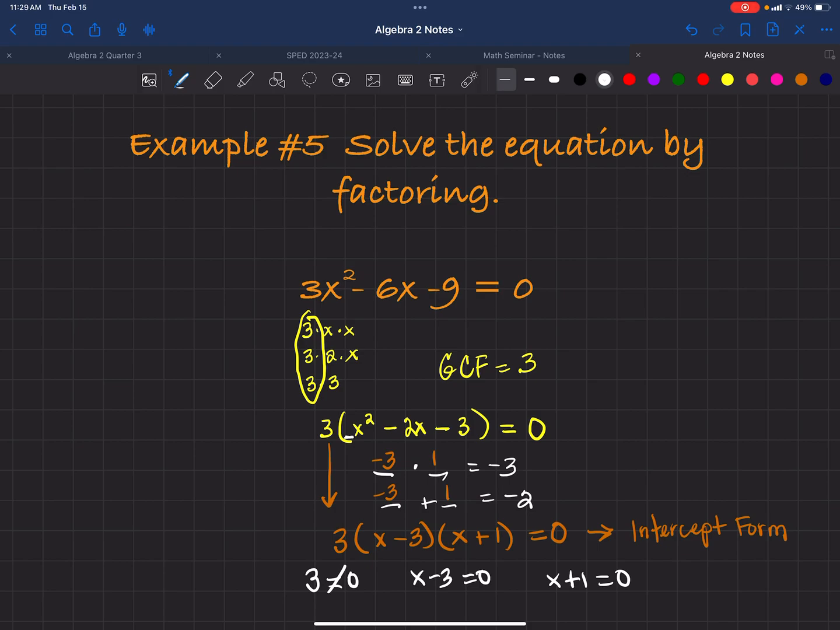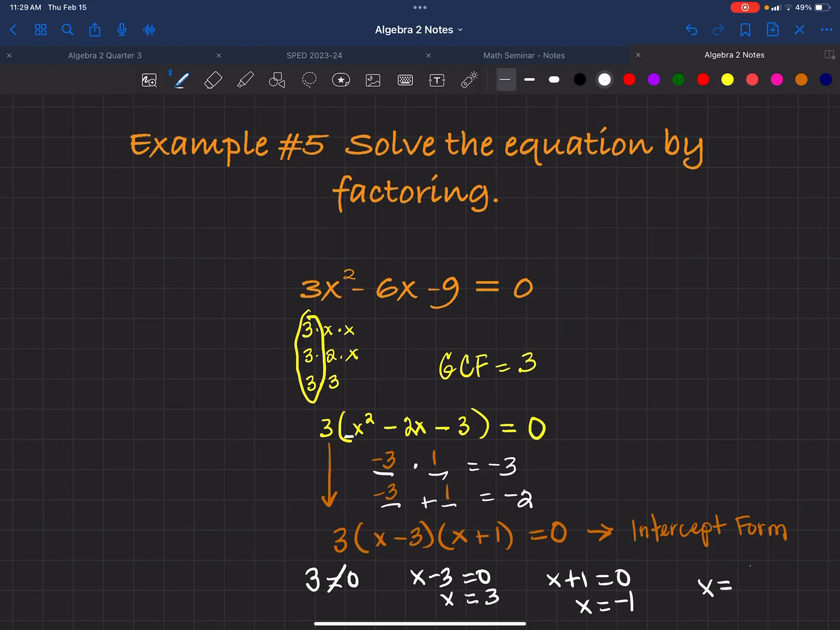The second factor, x minus 3 equals 0. When I add 3 to both sides, x equals 3. And the last factor, x plus 1 equals 0. When I subtract 1 from both sides, x equals -1.